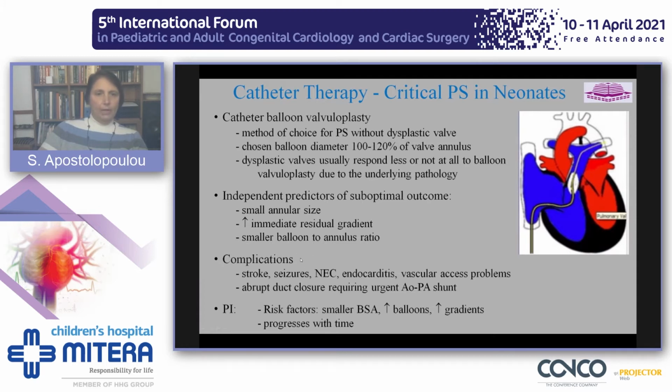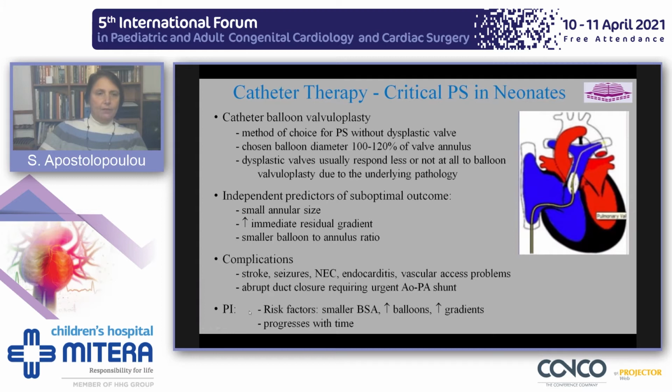There are several complications, as you see here, things that are true for any neonate having a significant intervention. And we have to keep in mind that we could have abrupt duct closure requiring urgent aorta to PA shunt, especially for the wire going through the duct, which is something that a lot of times happens. It's more stable if it goes through the duct, but we have to keep in mind this complication here.